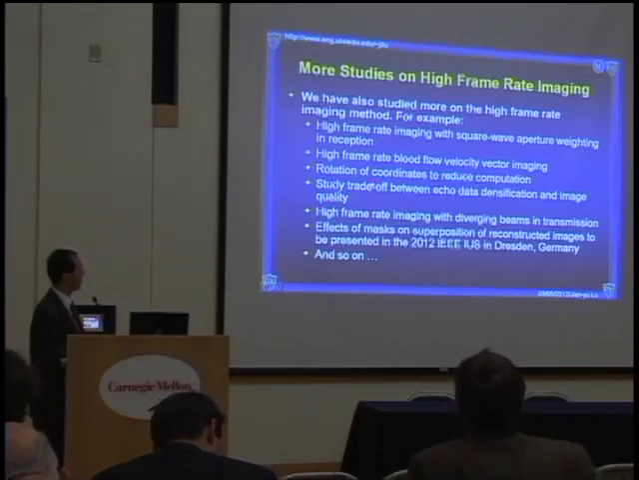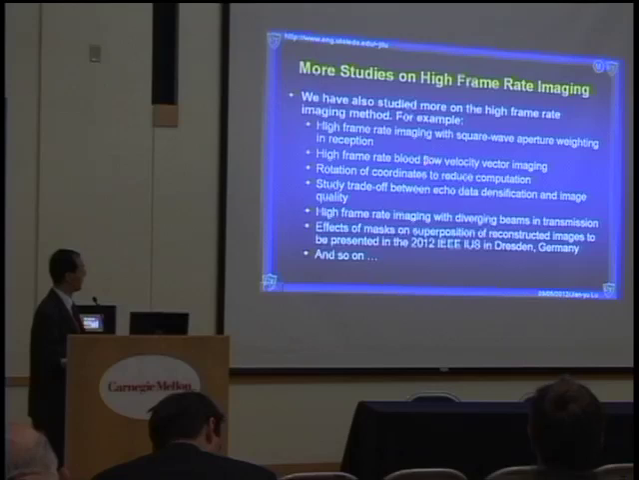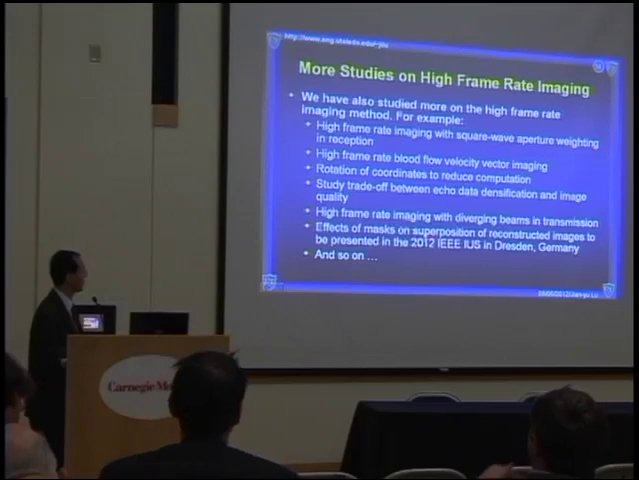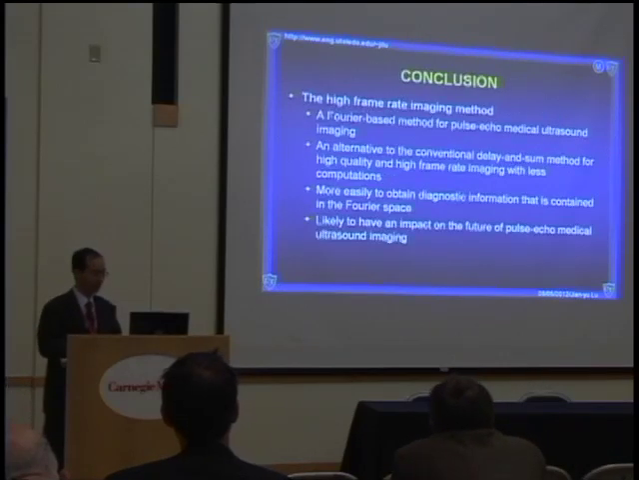It's a trade-off between the amount of image reconstruction time as well as image quality. And I use high frame rate imaging with divergent beams in transmission. As I mentioned, it can be, say, 15 degrees. And I also study effects of masks on superposition of reconstructed images, and that result is to be presented later in a few weeks in Germany, and so on.